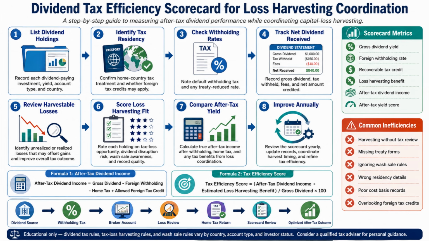In conclusion, a dividend tax efficiency scorecard for loss harvesting coordination helps investors think beyond simple dividend income. By listing holdings, checking residency, tracking withholding, reviewing losses, scoring each opportunity, and improving the plan each year, investors can better understand their real after-tax dividend performance.